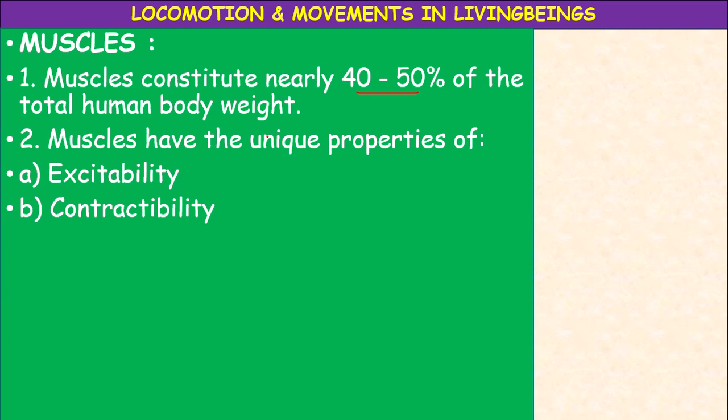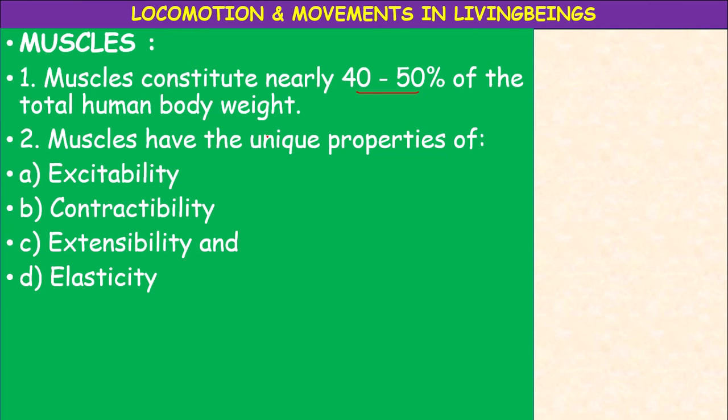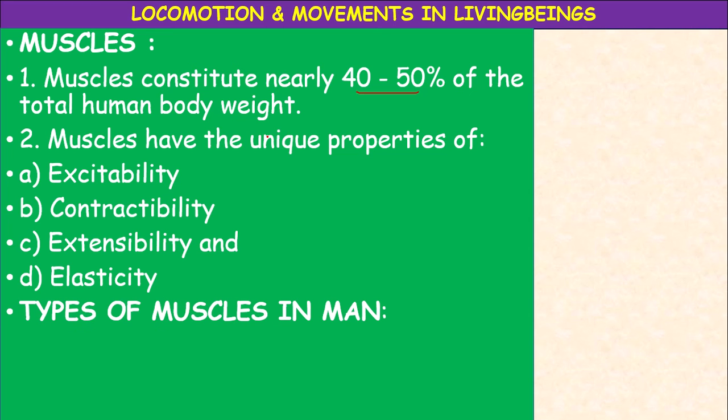Contractibility. Muscles show contractibility and extensibility. Muscles can extend. Then they show elasticity. They are elastic in nature. These four are the properties of muscles. What are they? Excitability, contractibility, extensibility, elasticity. These are the four unique properties of muscles.